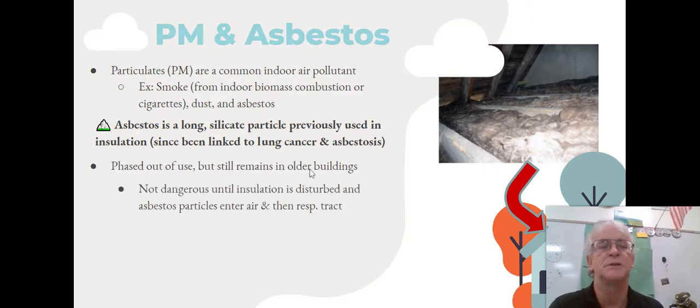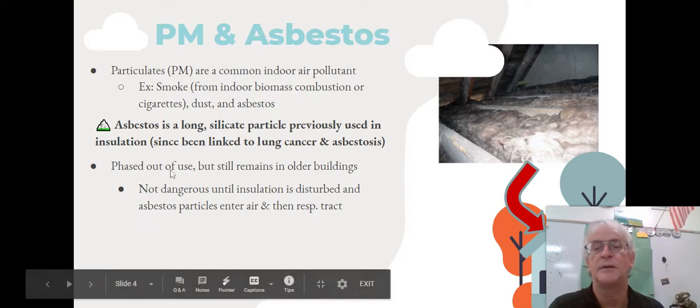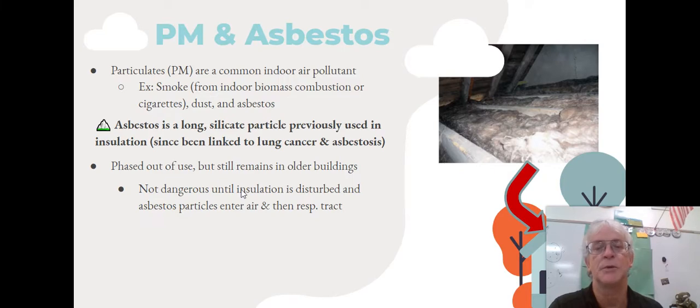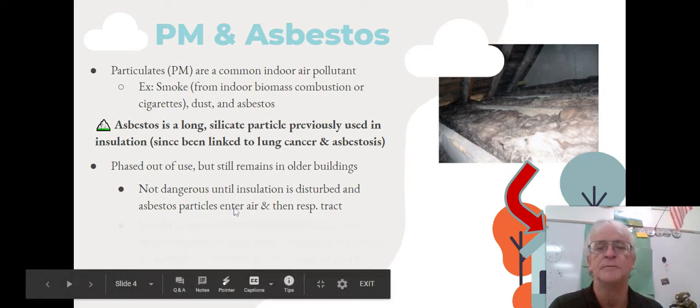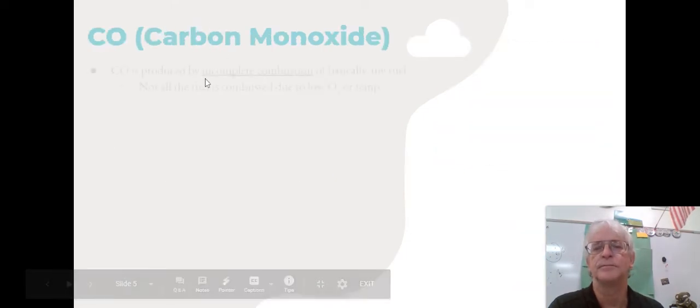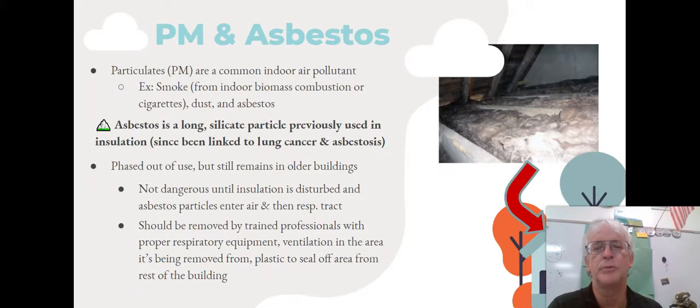It's faded out of use, but it's still found in older buildings in their attics or their ceilings. It's not dangerous until the insulation is disturbed and the asbestos particles get into the air and the respiratory tract. It should be removed by trained professionals with proper respiratory equipment, ventilation in the area it's being removed from, and plastic to seal off. We had to have it removed from our ceiling in our living area. We had to move out for about a week. It was a little bit scary doing this.